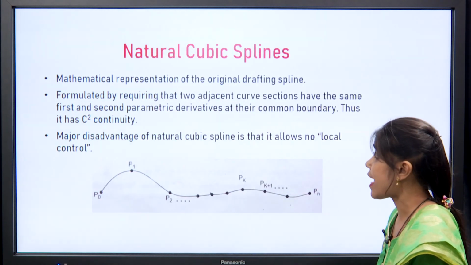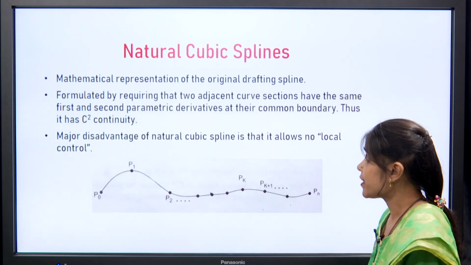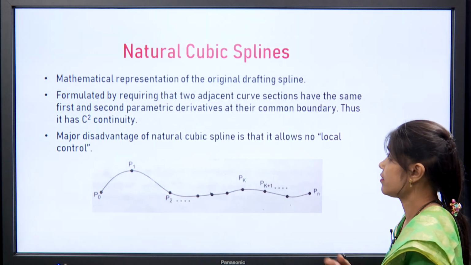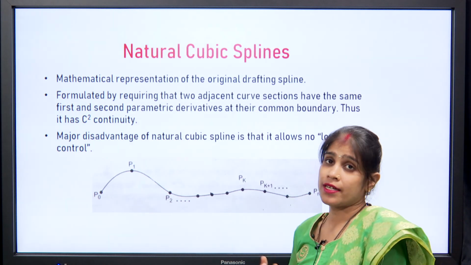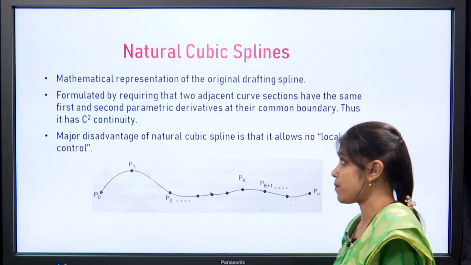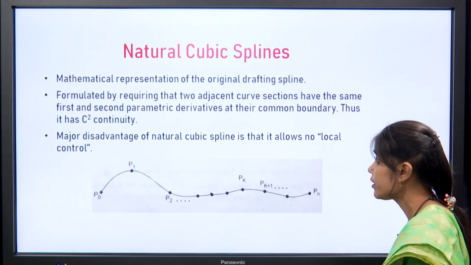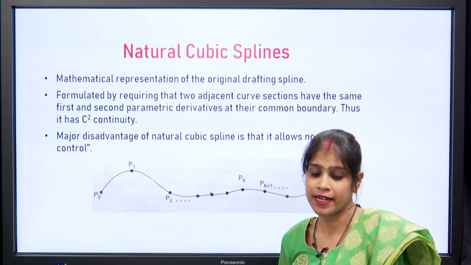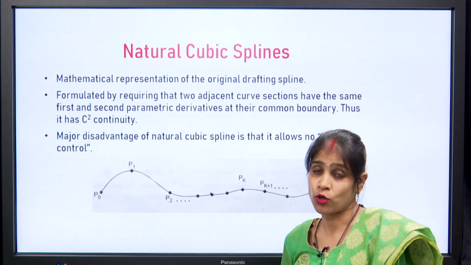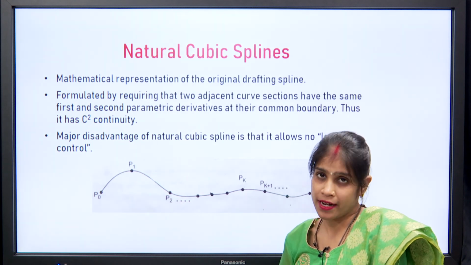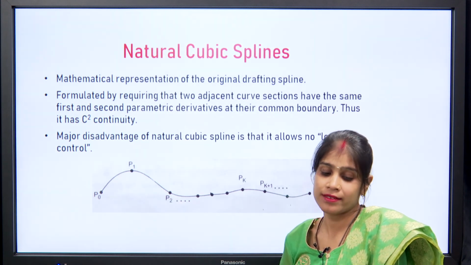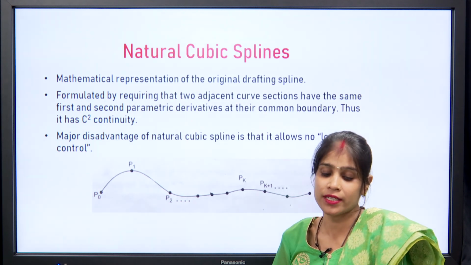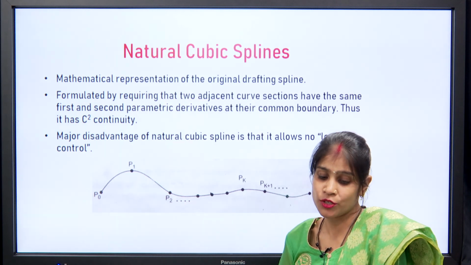Next we come to what is a natural cubic spline. It is a mathematical representation of the original drafting spline. It is how we draft the spline. It is formulated by requiring that two adjacent curve sections have the same first and second order parametric derivatives at their common boundary. I have already told you about parametric derivatives. So you will check that the curve must have C2 continuity. That means the curve must be second order continuous in a natural cubic spline.